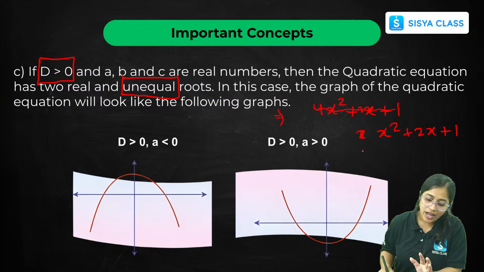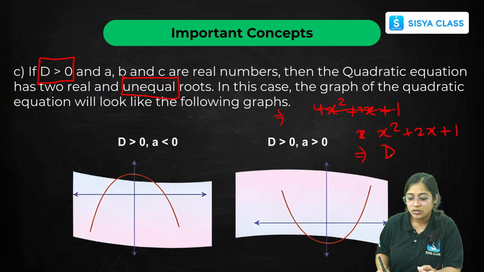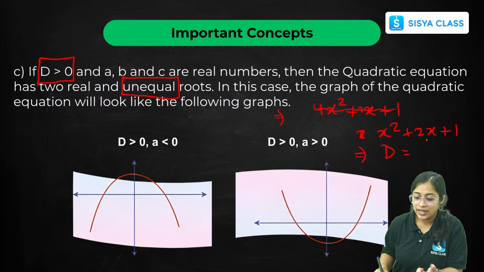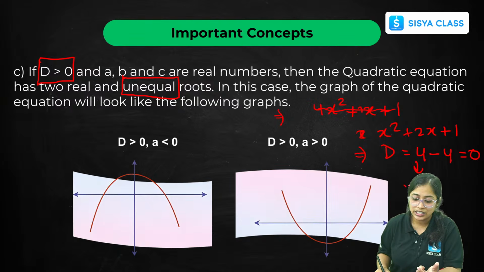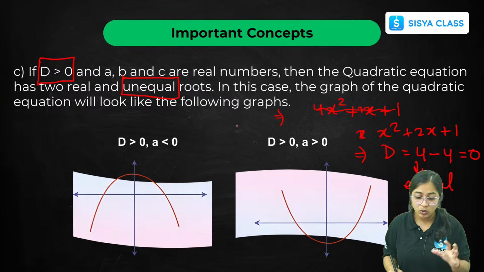Now here, what is the value of D? It is b square minus 4ac, right? That is 4 minus 4. So here the value of D is 0, so it means it has equal roots, right? Okay, so when the value of D is greater than 0, in that case you will get unequal roots, okay?